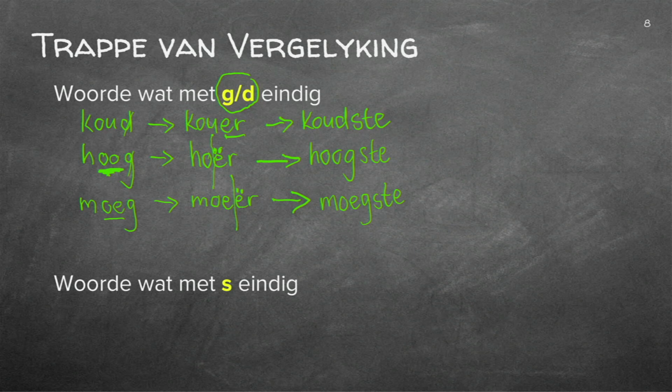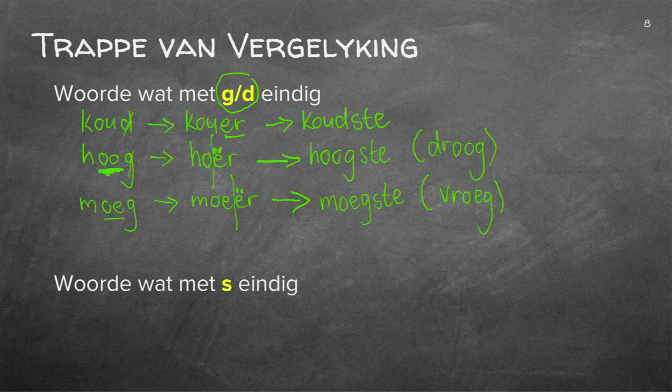As examples, I'm going to put them in brackets for you. Vroeg will work on the same principle as moeg, and droog, dry, will work on the same principle as hoog.